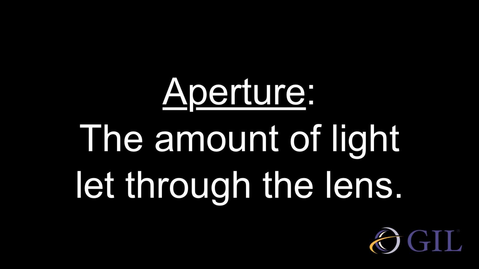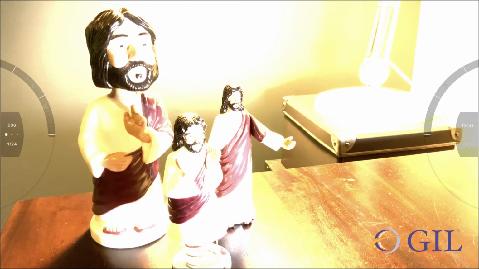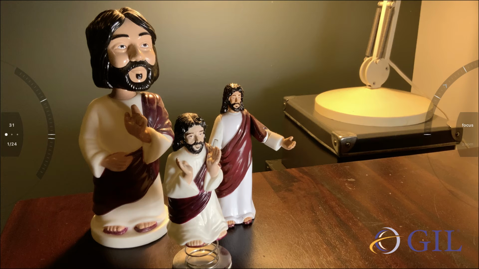The aperture is the amount of light that the lens lets in. The lower the f-stop, the more light gets through the lens. In very bright settings, you can close down the aperture and let in less light.